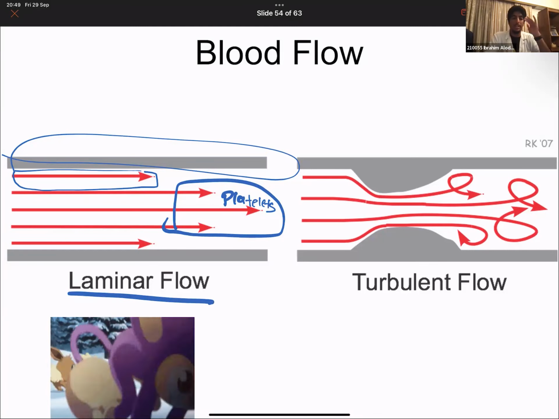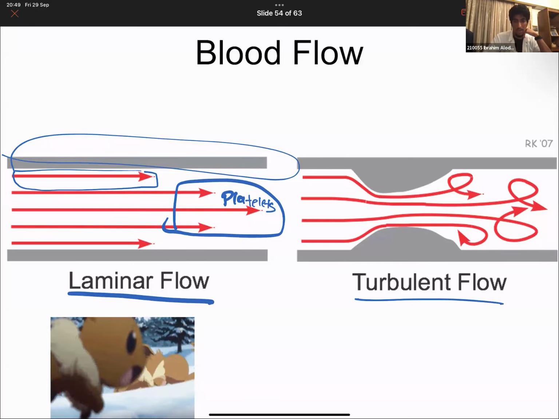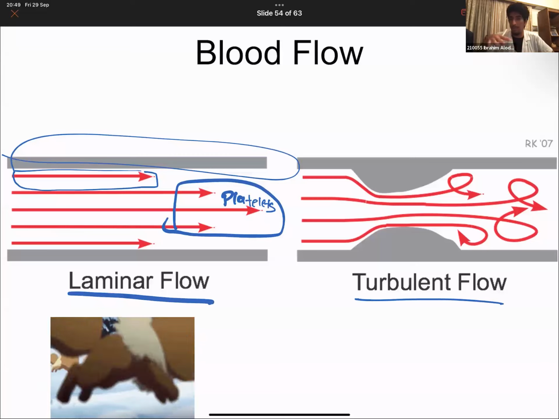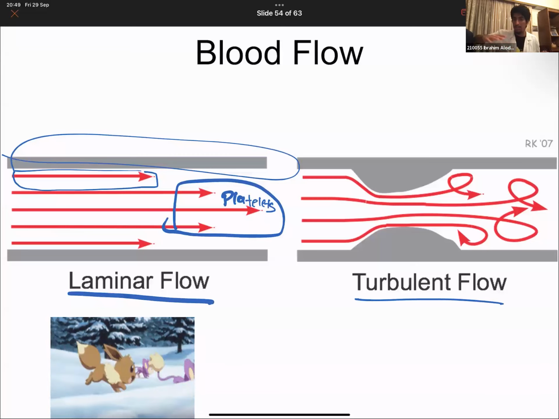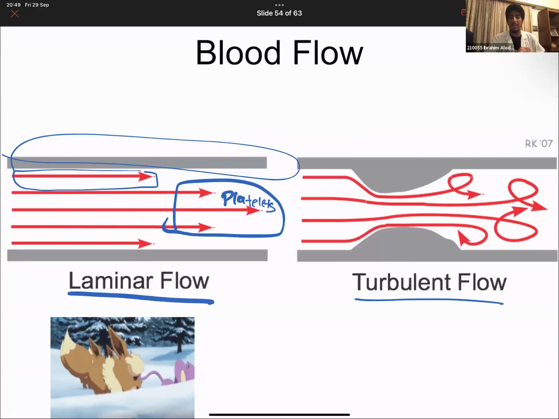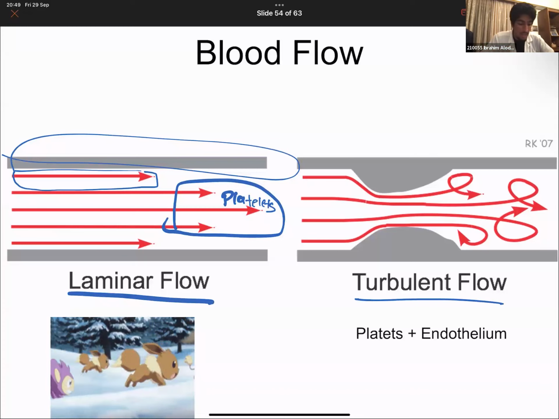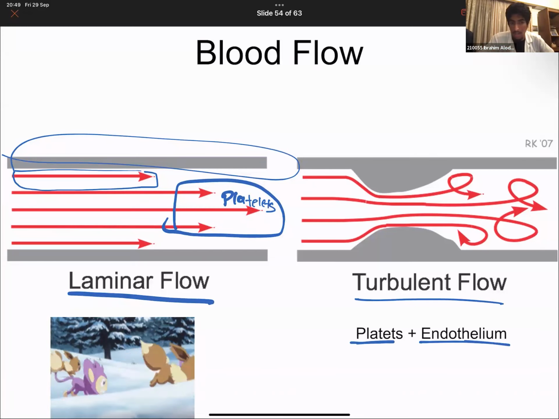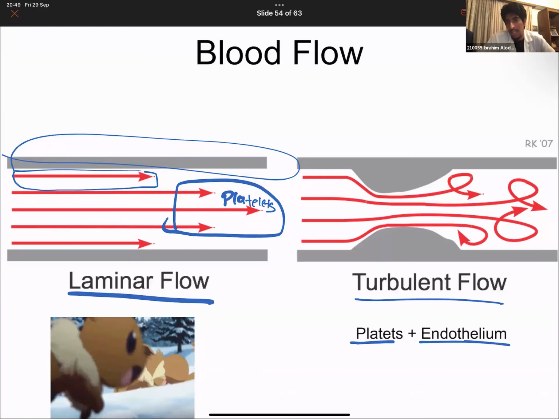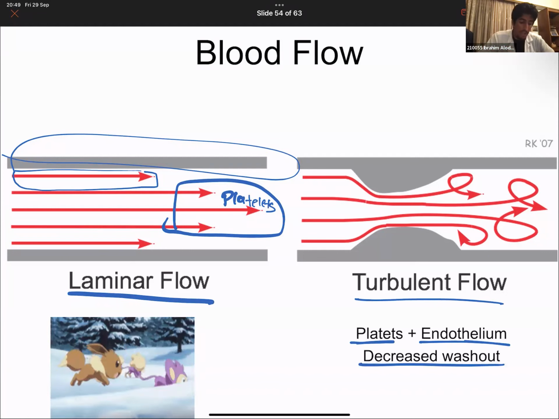But if there is damage, if there is a disease or something wrong with the blood flow, you're going to have something called turbulent flow. And it's in the name. You've heard of turbulence on airplanes. That's what turbulent flow is. And the issue with turbulent flow is that the platelets are going to come into contact with the endothelium, which means inappropriate clot formation is going to happen. And you're going to have decreased washout.